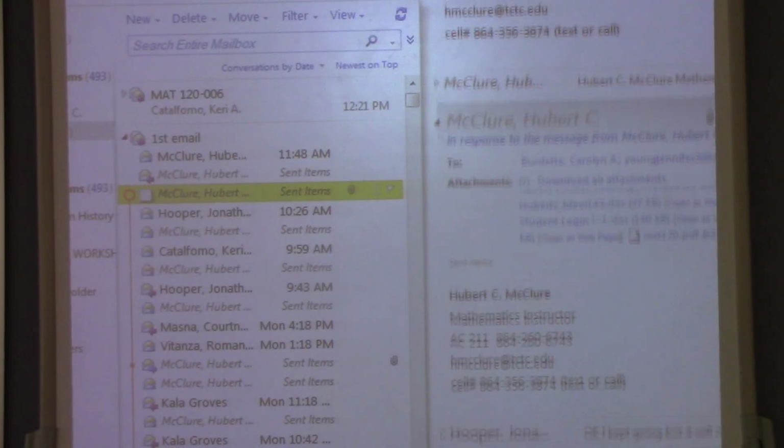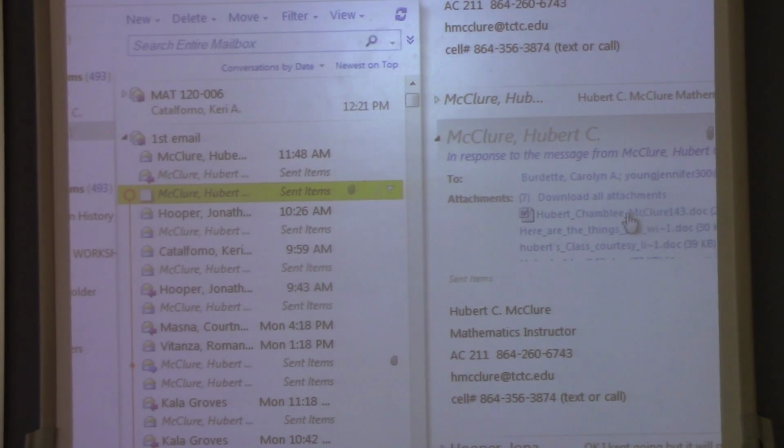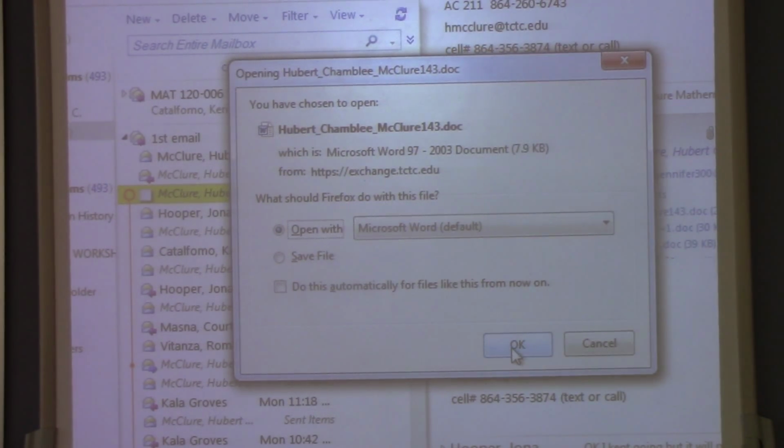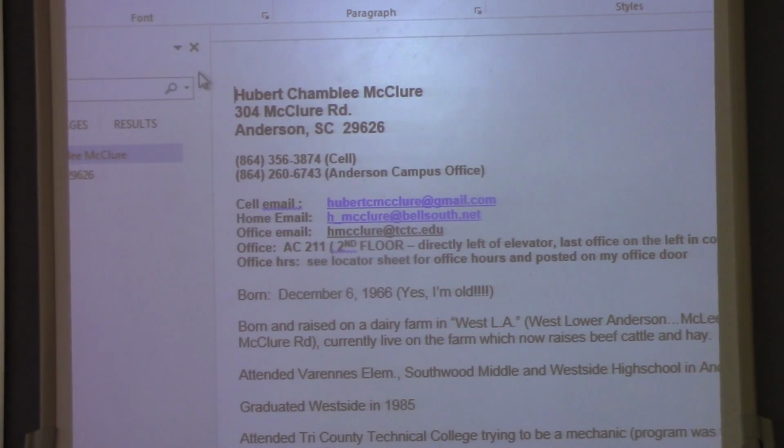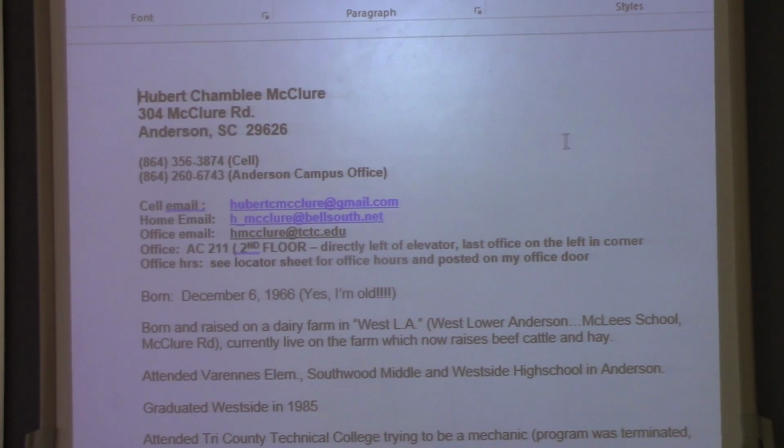Now, why, Hubert, why do you write an information sheet about you? Well, I do it for two reasons. One reason is because we used to play a game in class. I used to send out an index card to everybody, and you used to fill it out with six or seven categories. I put categories on the board, and y'all would fill them out, and then you would turn them in to me, and I would mix them up, and I would hand them back out, and you would read out what you got, and then we would guess who it was.